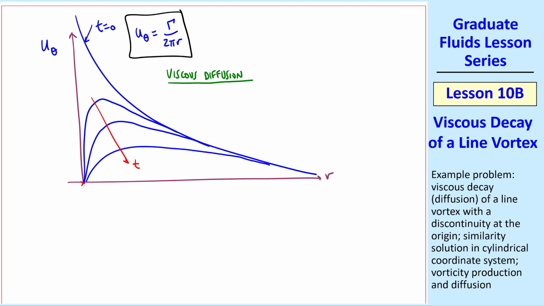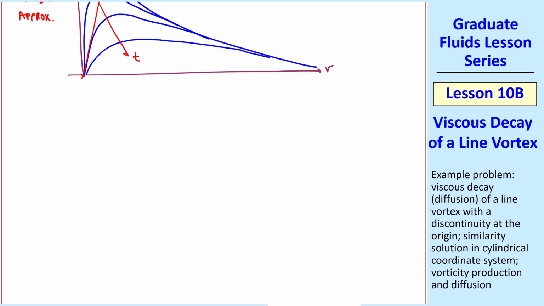I'll just comment here that for any one of these profiles, the curve is linear near the origin, and some people define an approximation called the Rankine vortex, which is solid body rotation until we hit this curve, and then it's the line vortex from there on. This is the Rankine vortex approximation, which is sometimes useful for simplified analysis. But here we have the actual profile shapes.